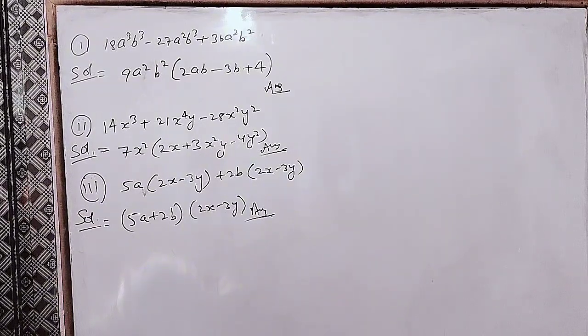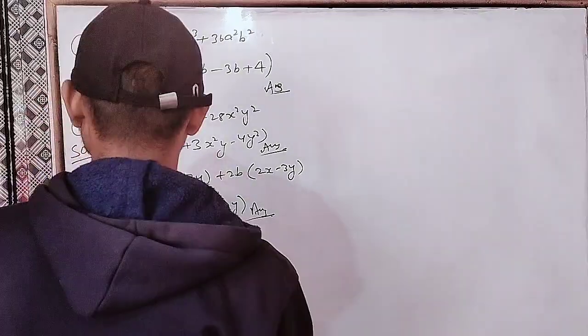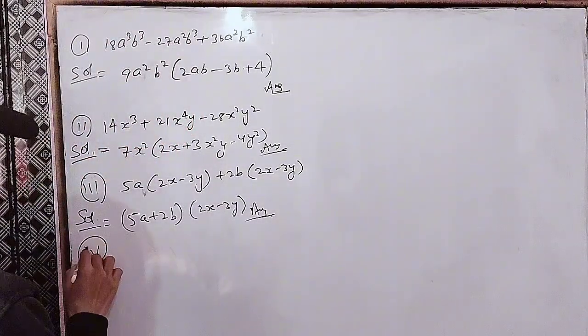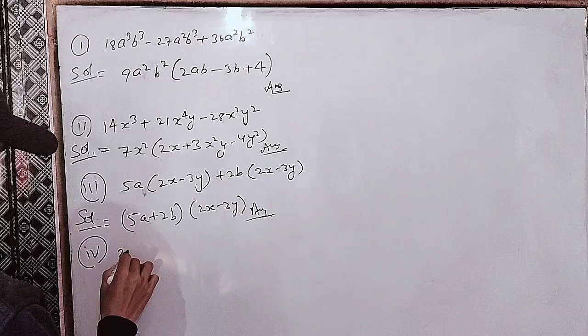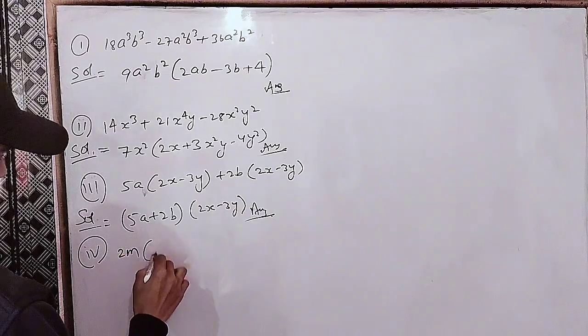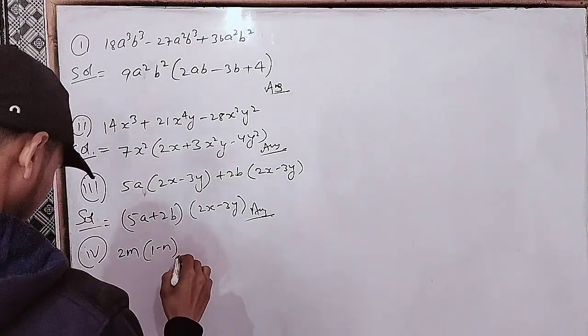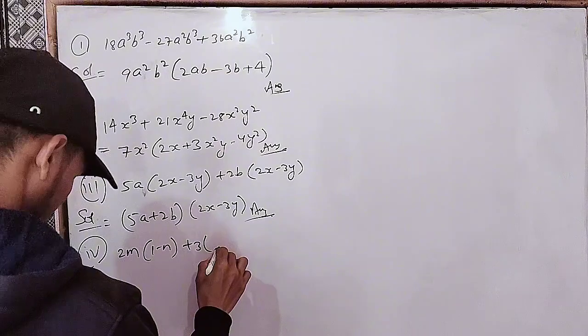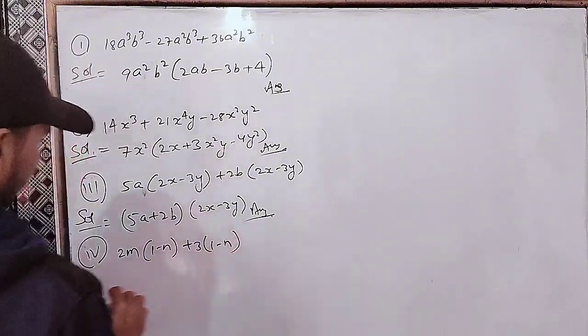Now I am going to erase it. But before that, let's take another question, which is 2a and 1 minus n, then 1 minus n. Clear?